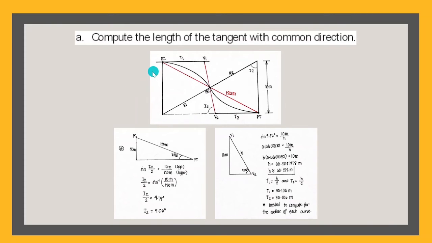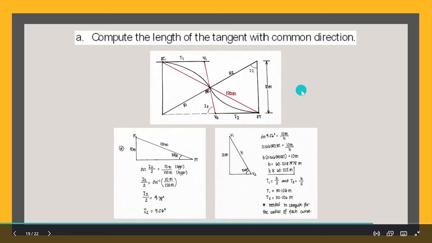Our figure shows that we have two tangents, T1 and T2, connected by a reverse curve. The vertical height or distance of this is 10 meters. And we also have a chord length from PC to PT, which is 120 meters. From this, we can form a right triangle, which is shown here. So the length for this side is 10 meters, and the length from PC to PT is 120 meters. So we need to find this angle, guys.